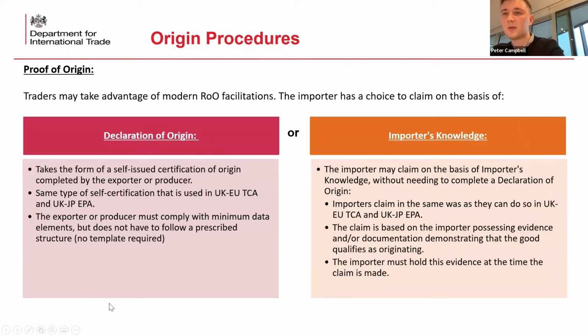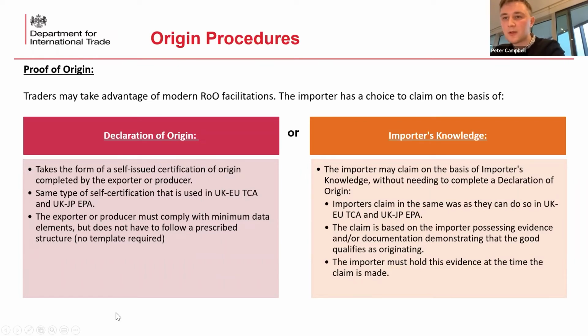Thank you. That's great. So the importer is allowed to claim on the basis of a declaration of origin or on importer's knowledge. I think most of you who have claimed under preference before should be aware of a declaration of origin. It's the same principle as what's used in the UK EU TCA agreement and also in UK Japan. So effectively, the declaration needs to have been completed by an exporter or a producer and then handed to the importer at the time that the claim is made.